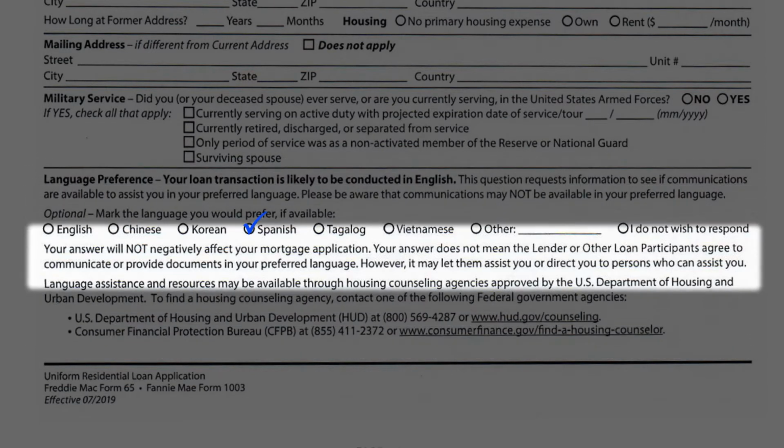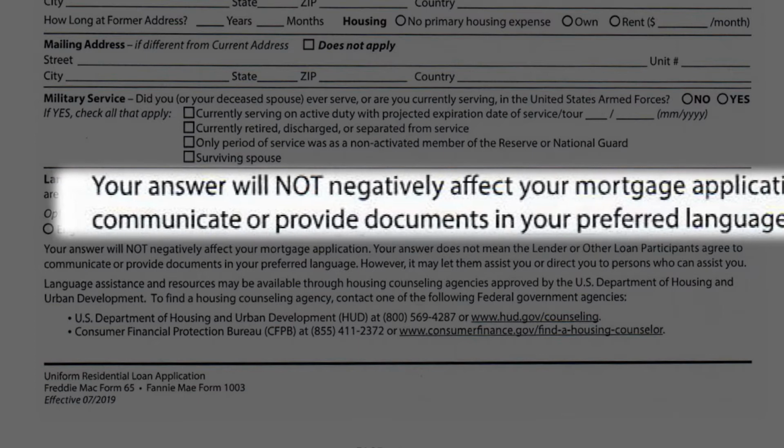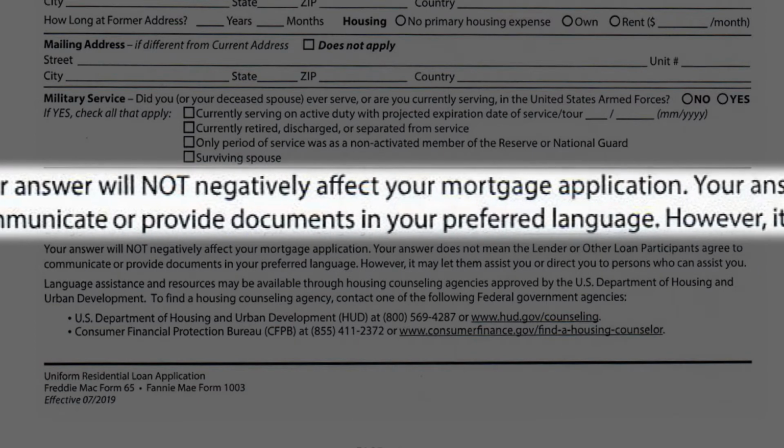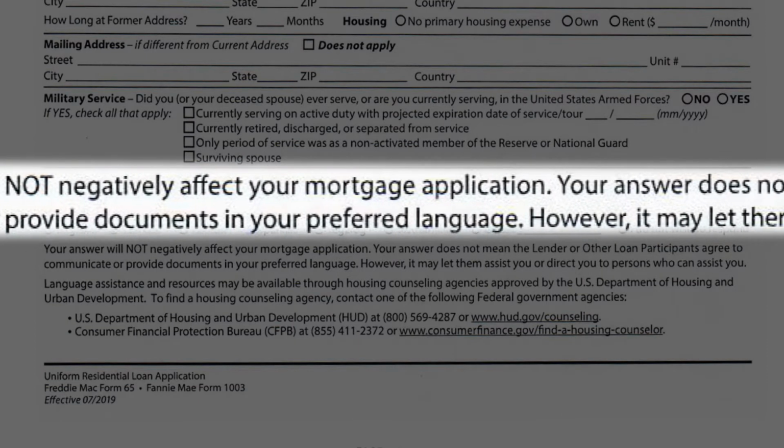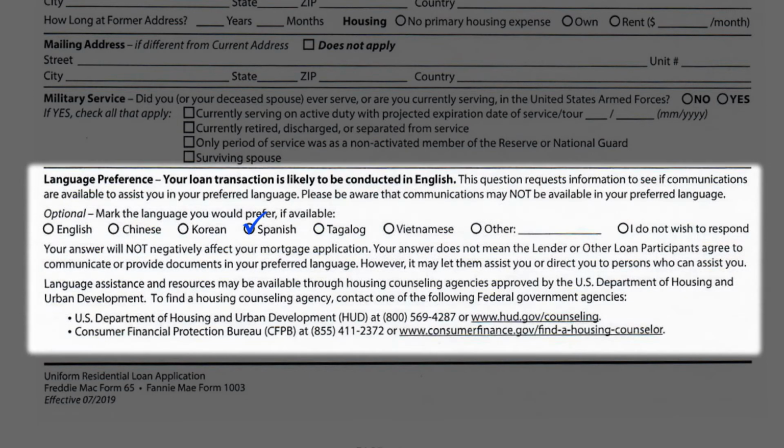To be sure, the way your client answers this question will not negatively affect their mortgage application and does not guarantee the lender will be able to communicate and provide documents in the preferred language.